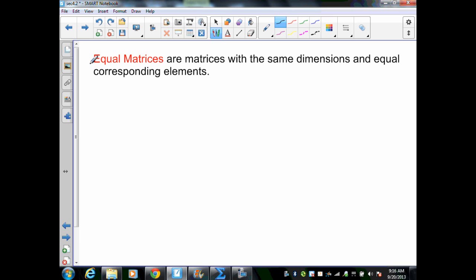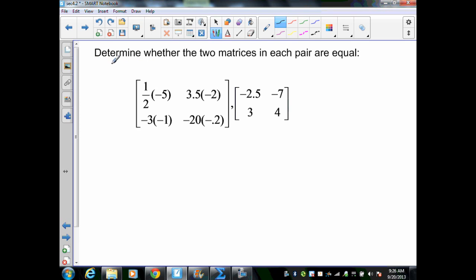To have equal matrices, you need to have matrices with the same dimension and also equal corresponding elements. So we need to prove two things: that the two matrices have the same dimension and the corresponding elements are equal. In this example, we need to determine whether the two matrices in each pair are equal. The first step is to determine their dimension. This matrix has a 2 by 2 dimension, and this matrix has a 2 by 2 dimension. So that justifies part 1. Now we have to see if the elements in each are equal.